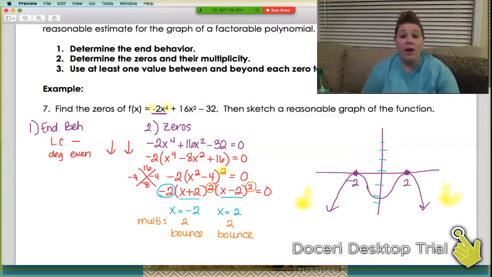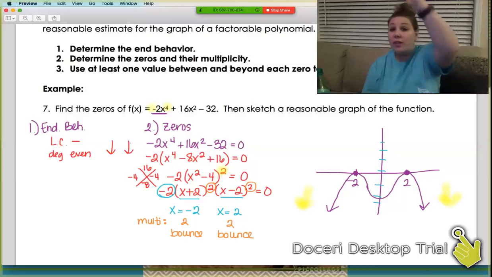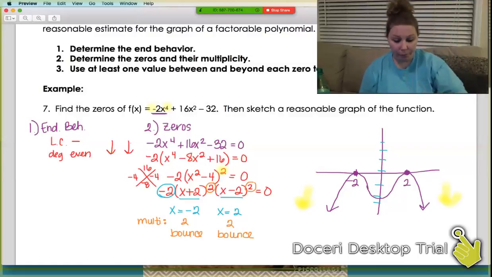So end behavior, figure out your arrows. That's really going to help you know how to start your graph. Then you factor and solve. That's exactly what we've been doing. That's not new. Once you get the solutions, you look back at the factors to determine the multiplicity, and that tells you whether to cross through the x-axis at that point or to turn around at that point.